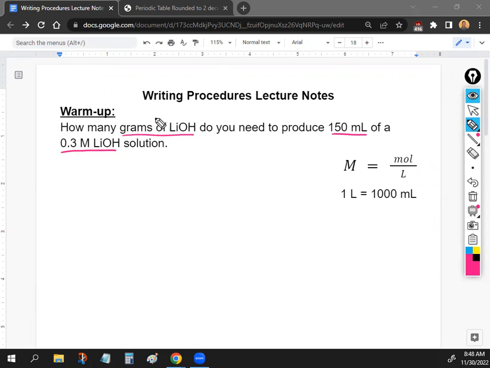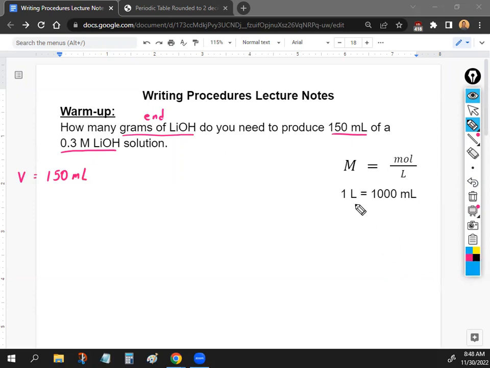What are we looking for in this problem? Yeah, we want to find grams. Okay, so this is what we want to end up with. So this is kind of our end point. Okay. Now we have some numbers to work with. The first thing that we have is 150 milliliters. So that's going to be our volume. So our volume is equal to 150 milliliters.